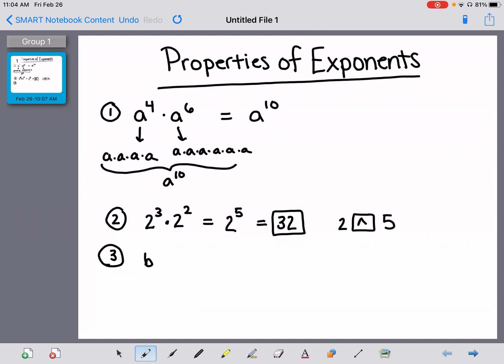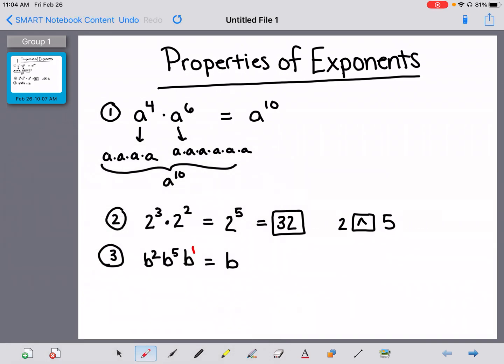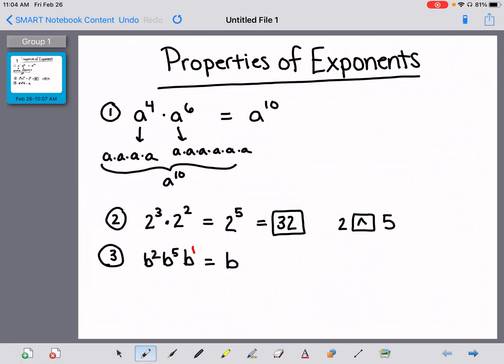What about b squared, b to the 5th, b? Notice there's no dot here, but this is still multiplication. So we keep the base the same and we add the exponents. On this problem, there's an invisible exponent on the last b there. It's an invisible 1. So if you don't see an exponent, you just write it in yourself. So 5 plus 2 plus 1, add that all together, you get 8. Right?